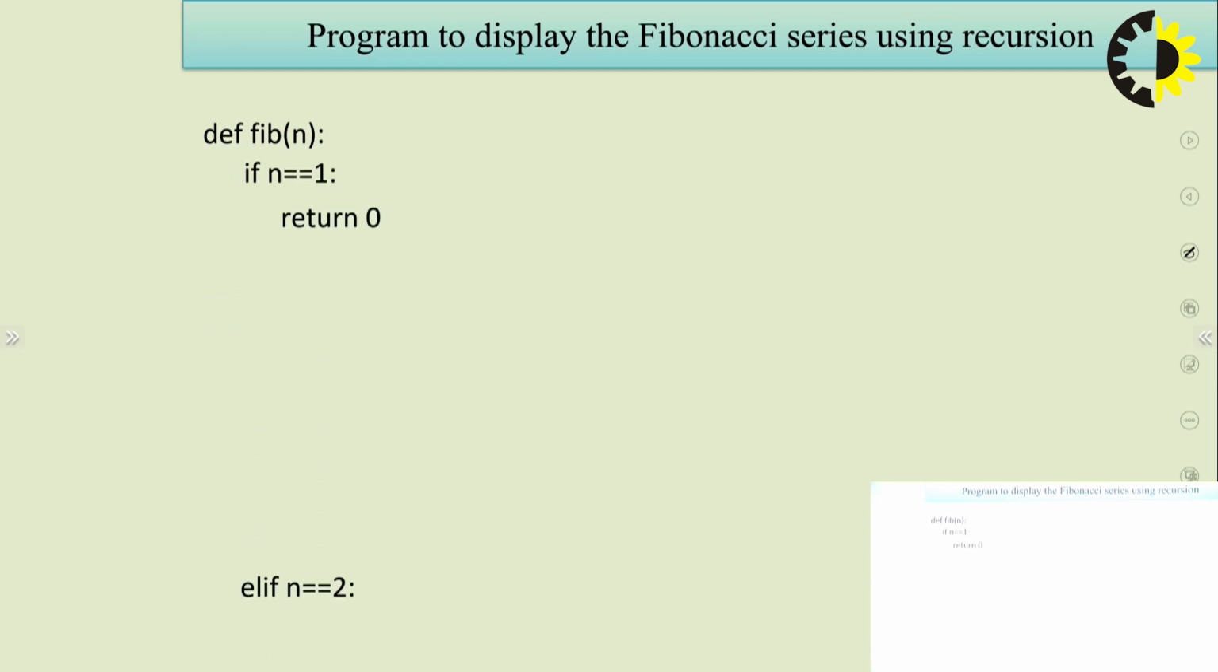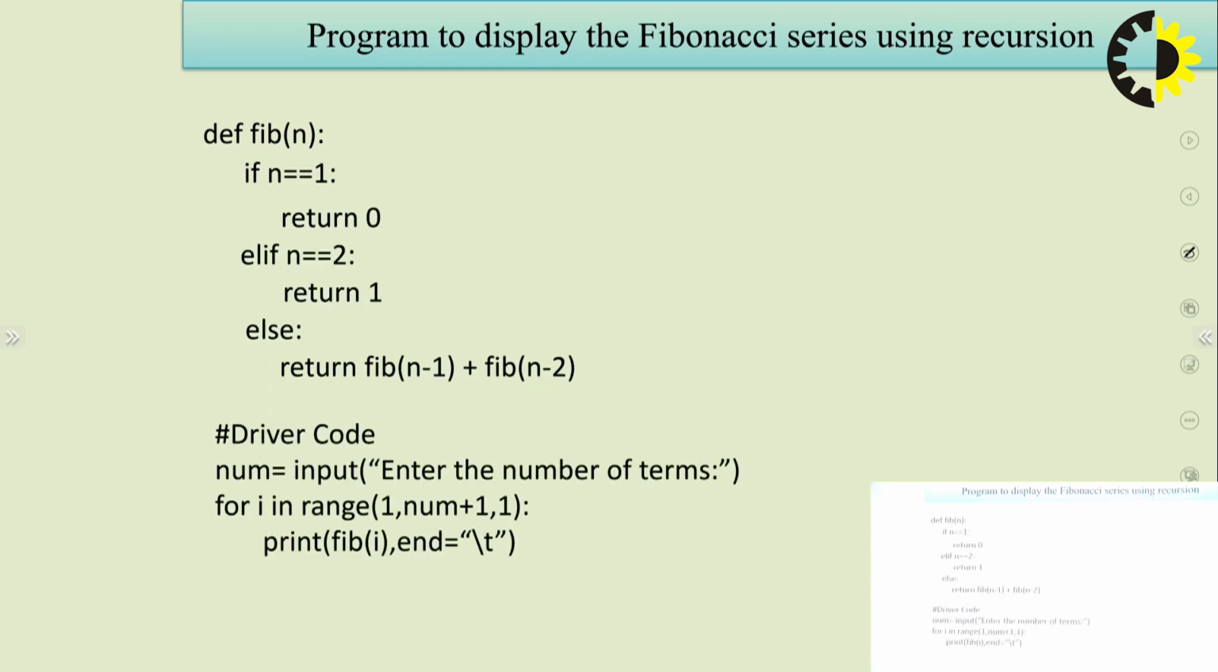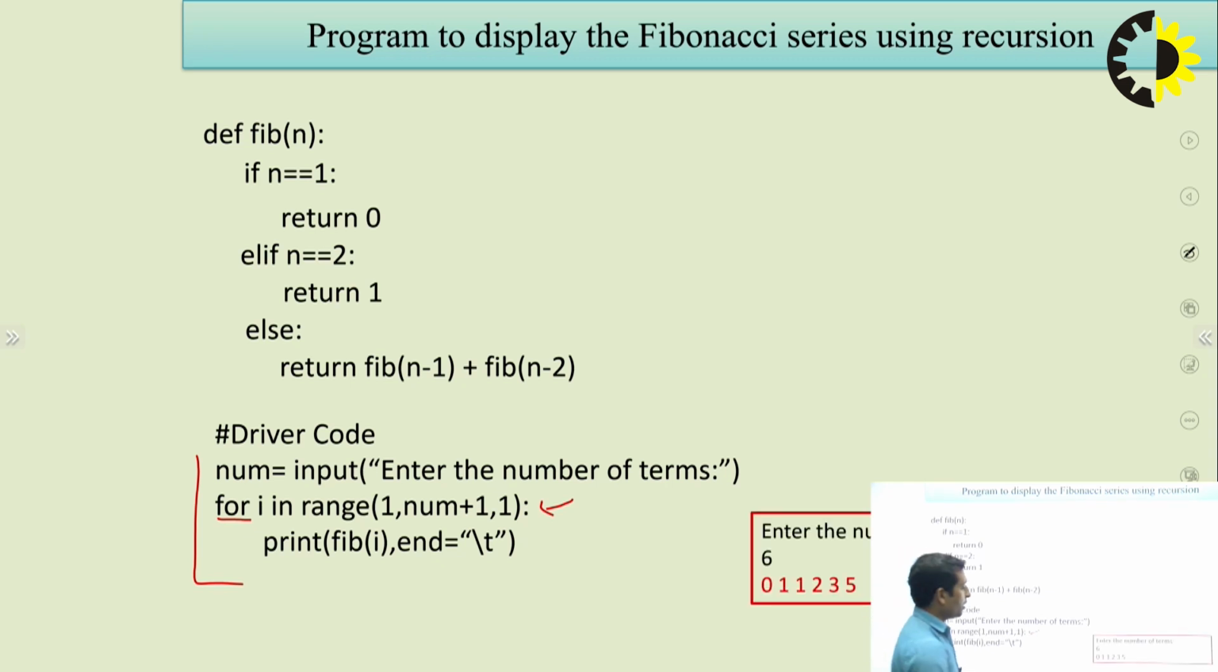Now the same program, here we have given the driver code. Our driver code receives the parameter, the number of terms. Then for the number of terms, we are using the for loop and generating the series. Enter number of terms 6. Here we have received 6 in num and loop from 1 to 6, so 1, 2, 3, 4, 5, 6. We have generated all the terms.